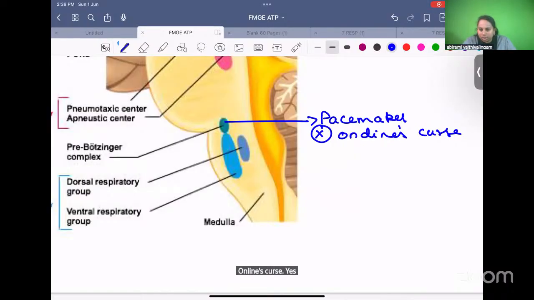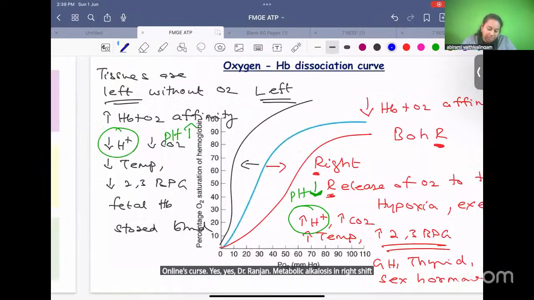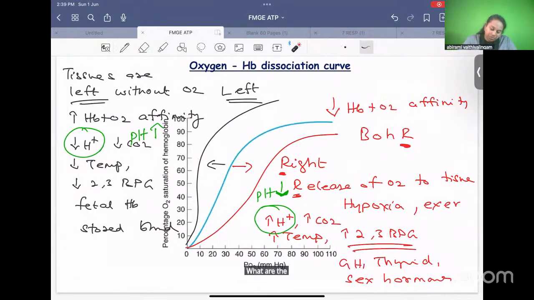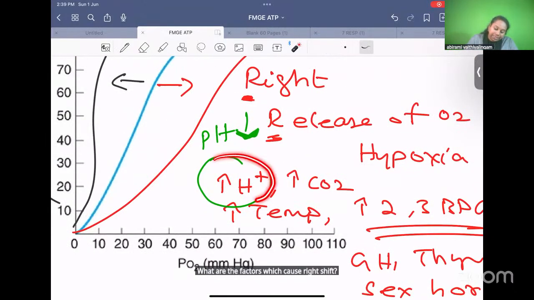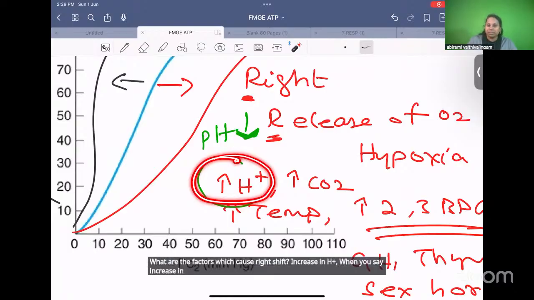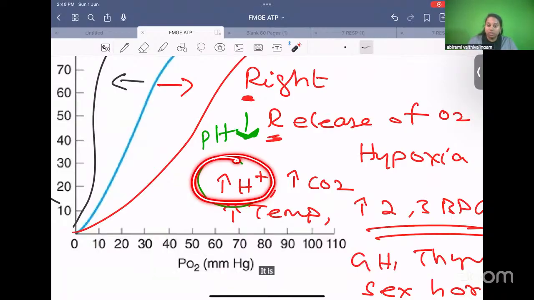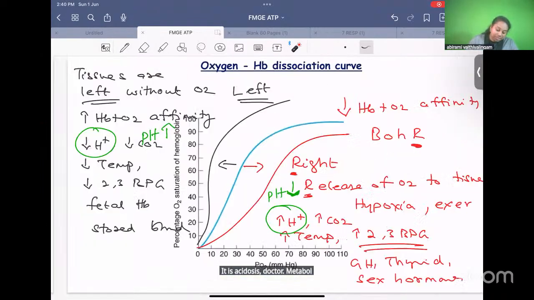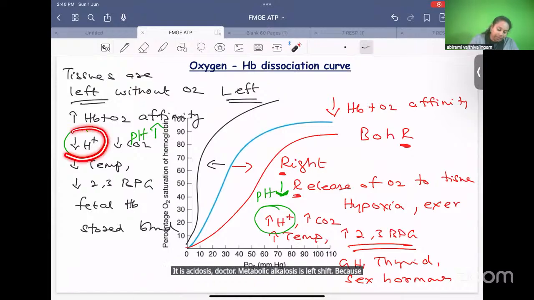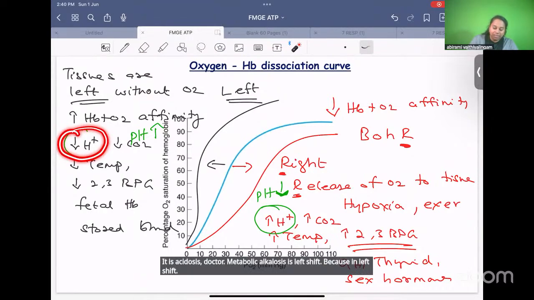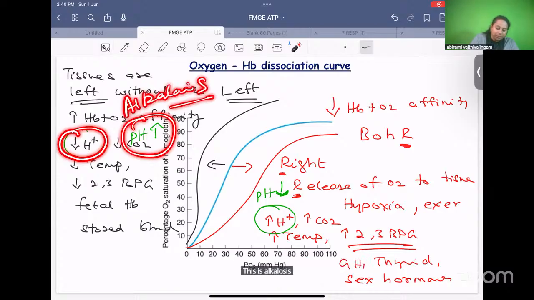Yes, Dr. Ranjan, metabolic alkalosis in right shift? Yes, look at this. What are the factors which cause right shift? Increase in H plus. When you say increase in H plus, it means it is acidosis. It is not alkalosis, doctor. Metabolic alkalosis is left shift. Because in left shift, acid is decreasing, pH is increasing. This is alkalosis. So left shift is alkalosis, okay?